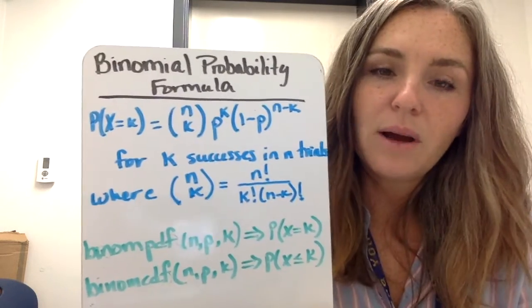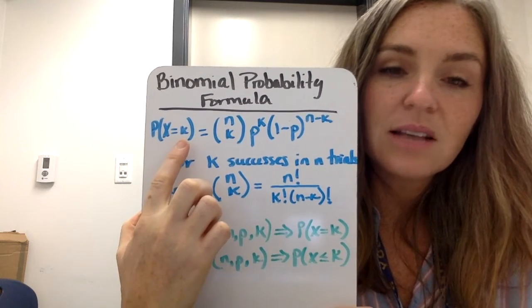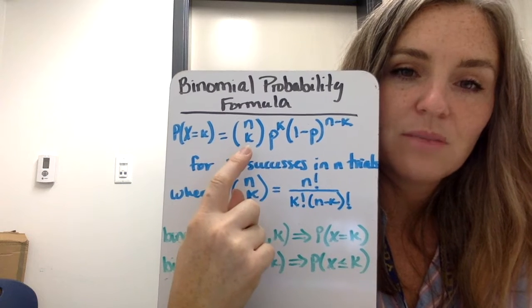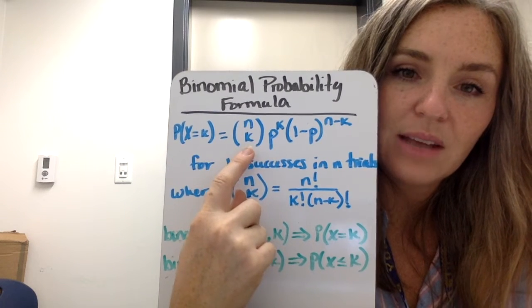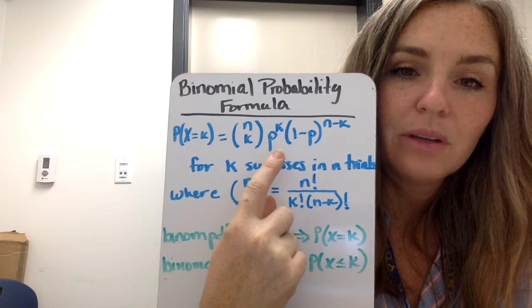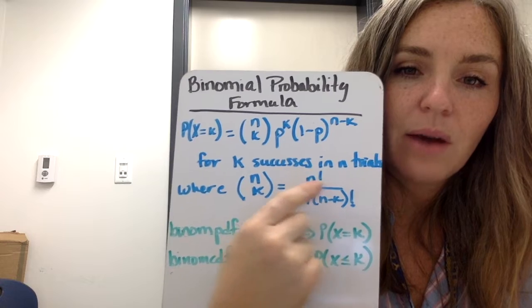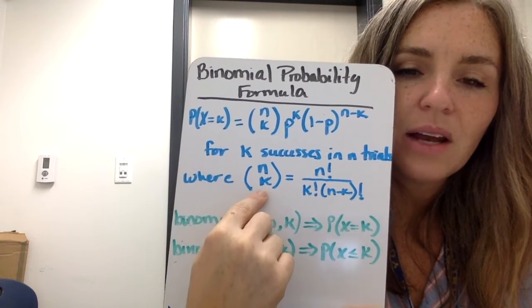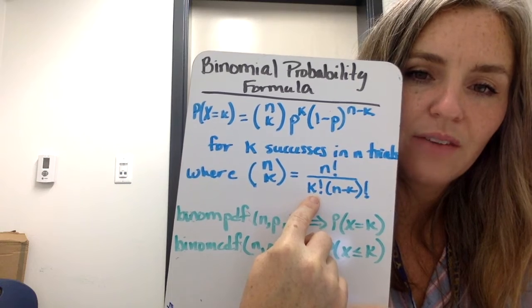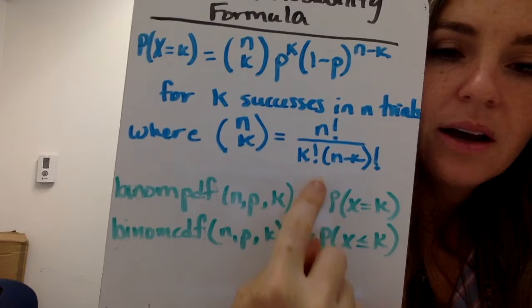So you can see this binomial probability formula. The probability of k successes occurring would be n choose k, where n is the fixed number of trials, k is how many successes there are, times p to the k power, where p is the probability of each event occurring, times 1 minus p to the n minus k power. Also remember that n choose k is n factorial over k factorial times n minus k factorial.